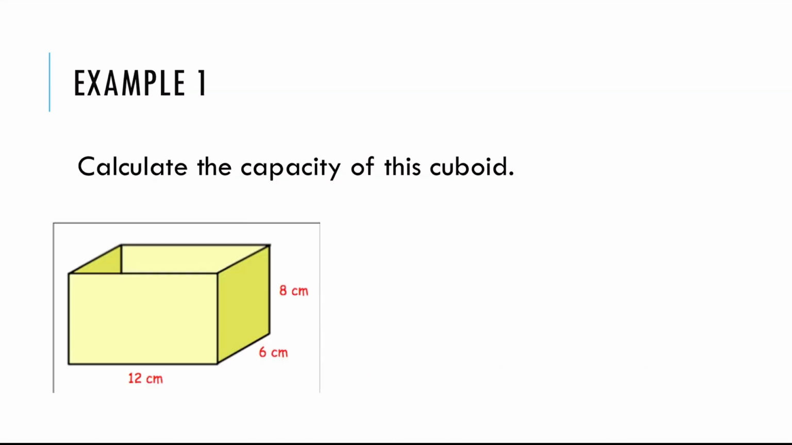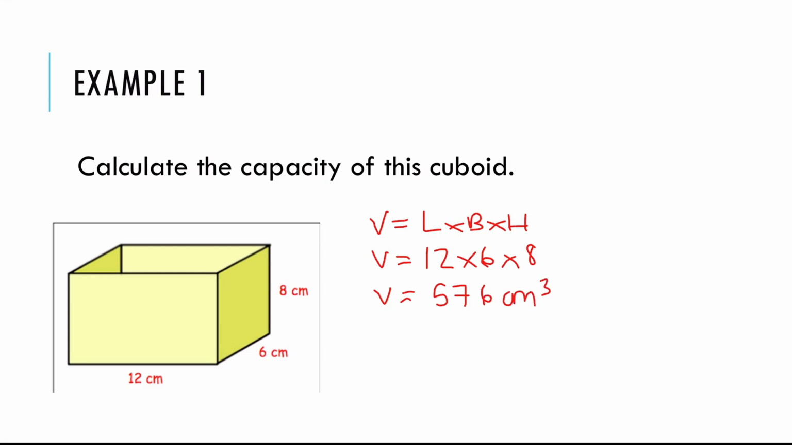Okay, example 1. Calculate the capacity of this cuboid. So let's start by using the volume formula. V equals L times W times H. And we've got 12 times 6 times 8, which is 576 centimetres cubed. If we want to change to the capacity, we simply change the centimetres cubed to millilitres.